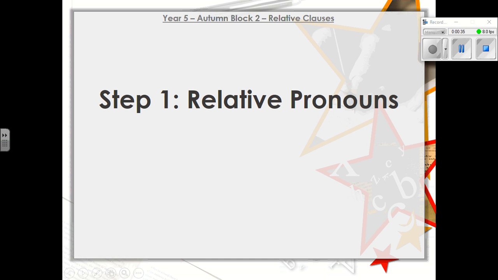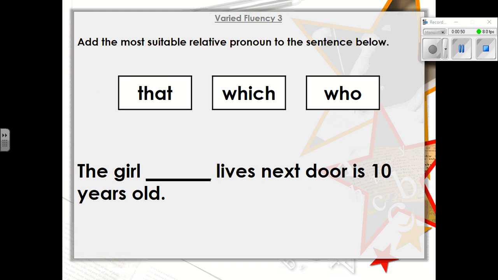So relative pronouns is what we're going to be focusing on to begin with today. Pronouns, remember, we touched on that yesterday, is when it replaces a noun, so things like he, she, and it, and it's when it begins a relative clause. Okay, so let's have a look at them. Add the most suitable relative pronoun to the sentence below. Which of these three words, these relative pronouns, makes the most sense when slotted into this sentence?